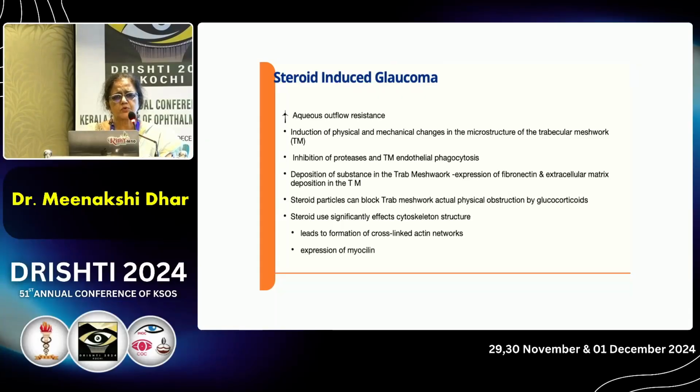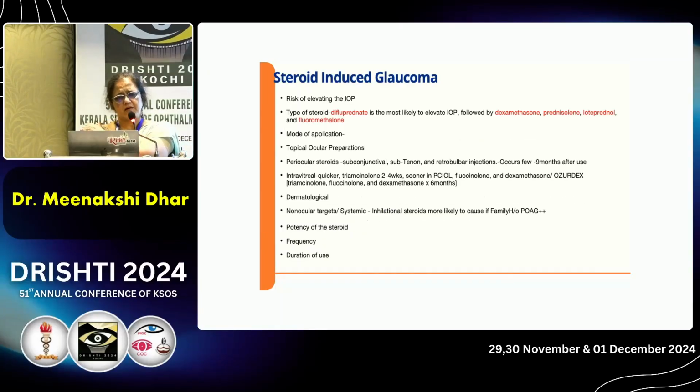There is inhibition of proteases, and trabecular meshwork endothelial phagocytosis occurs in them. Deposition of this substance leads to expression of fibronectin and extracellular matrix deposits in the trabecular meshwork, and hence it blocks the aqueous outflow. It occurs more often in those at risk. The medicines that cause it most are difluprednate, followed by dexamethasone, prednisolone, loteprednol, and FML.